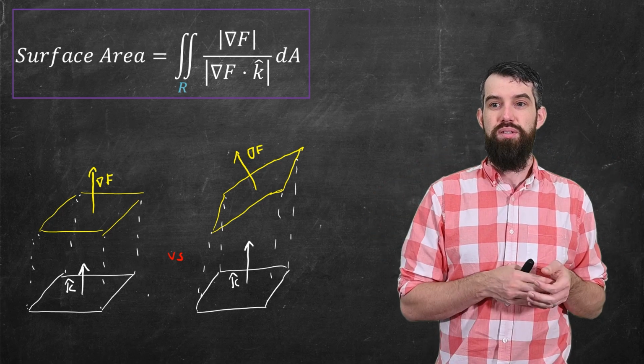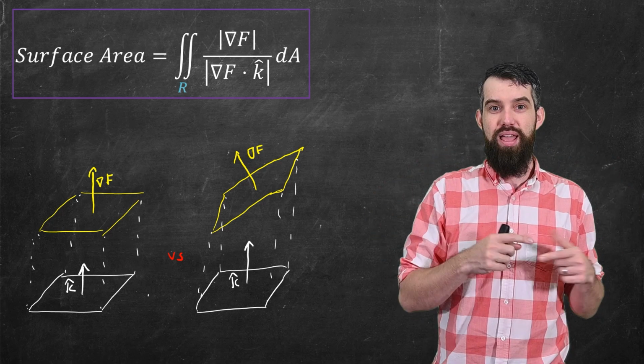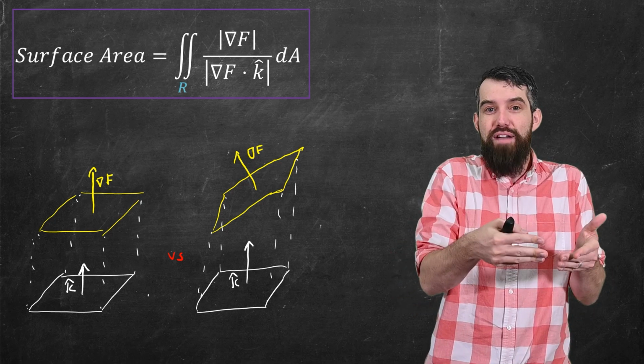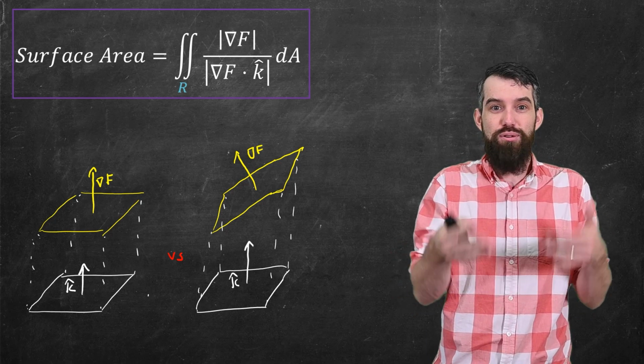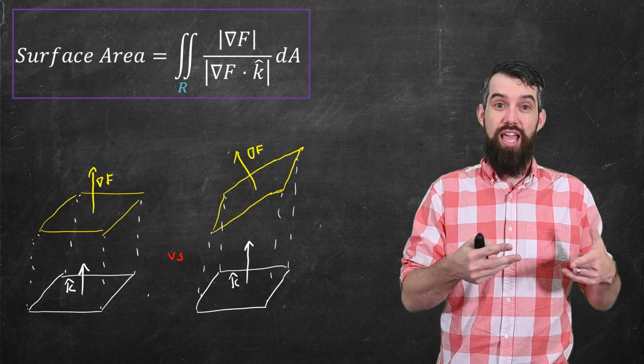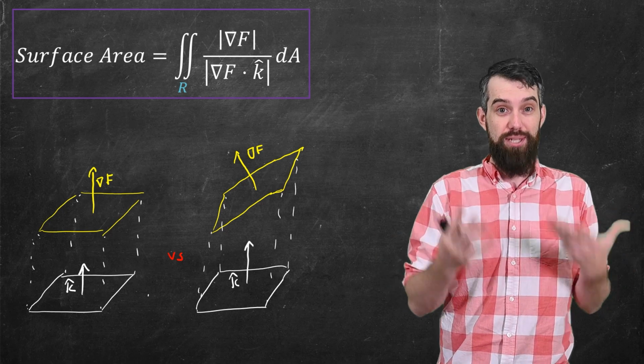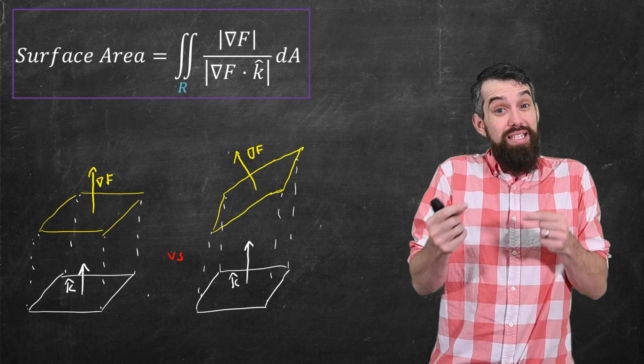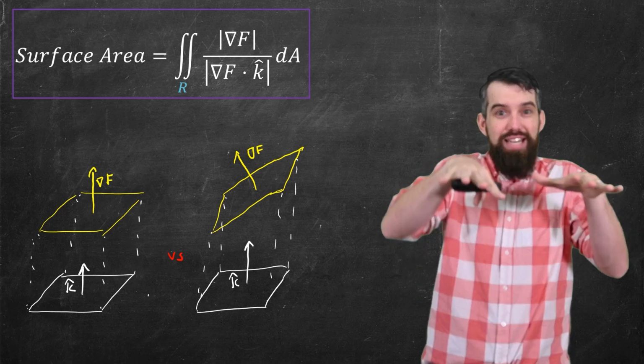On the far left, I'm imagining that my surface is completely flat directly above the portion on the xy plane. So in this case, the length of the gradient of f and the portion of the gradient of f that's in the k hat direction are just the same. And so this integrand is just 1, and integrating out the area along the base is going to give you the surface area. But in the second, that surface is now twisted.